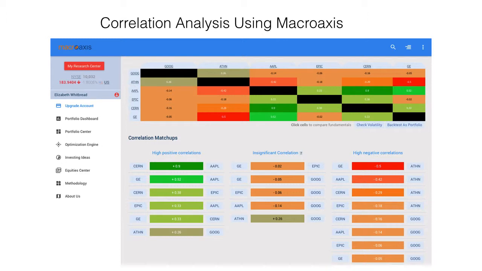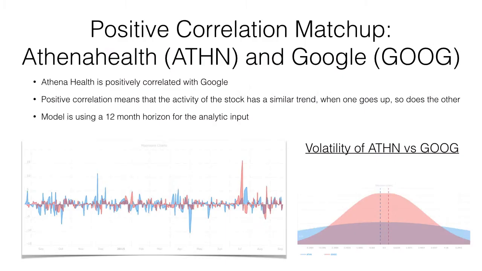Athena Health is found, based on this analysis, positively correlated with Google. So it moves in a similar pattern to Google. It also shows some correlation analysis between GE and Epicor. There's insignificant correlation, so there wasn't really a correlation between the two. So that was where I started with the correlation analysis.